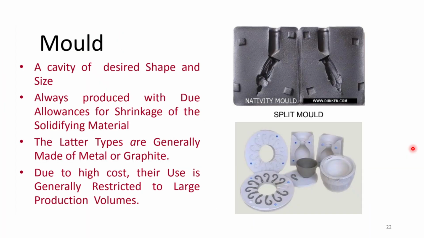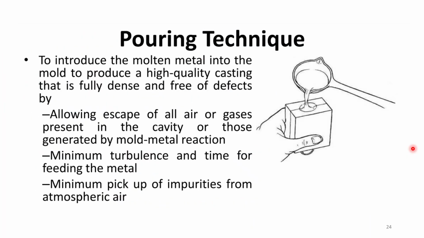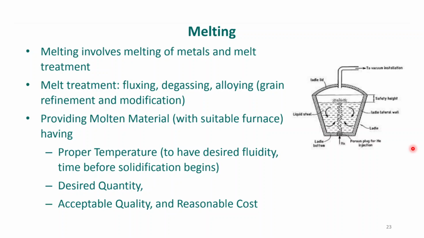Okay, so alloying can also be for grain refinement and some modifications as well. After that, provide molten material in a suitable furnace having proper temperature. Your furnace should have proper temperature, otherwise if it fluctuates more, then solidification can start inside the furnace as well, which is not good for the final casting. So proper temperature is needed to have the desired fluidity.